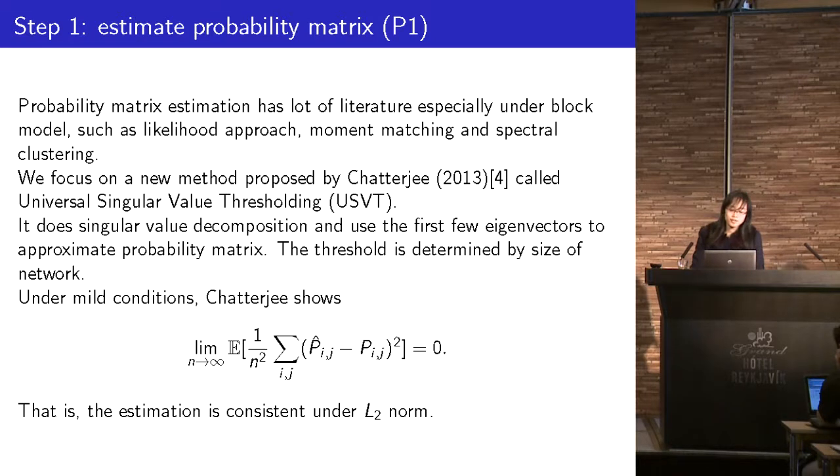So for the matrix estimation, there are a lot of methods. Especially people like to use a block model to approximate the probability matrix. Methods such as likelihood approach, moment matching, and spectral clustering are all good under some conditions. But here we focus on a new method proposed by Chatterjee called universal singular value thresholding. It is a much simpler method that basically does SVD and then uses the first few eigenvectors to approximate the probability matrix. And the unique thing is that the threshold is determined by the size of the network, and under very mild conditions, it is shown that such an estimate is consistent in terms of the mean square error.